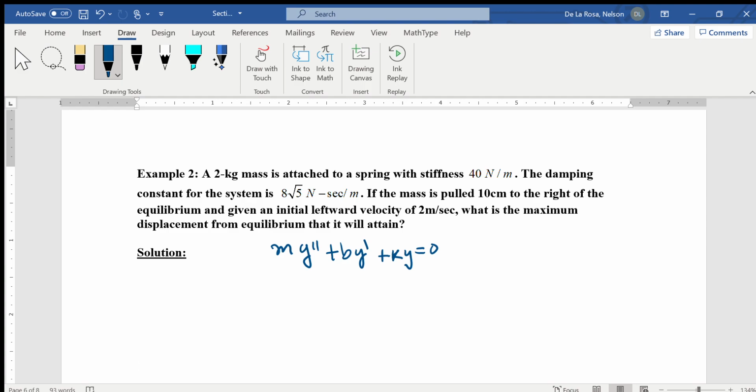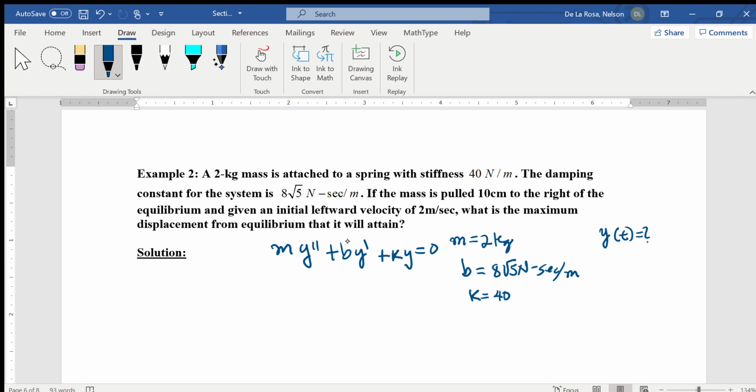So in this particular case, m takes the value of 2 kilograms, b equals 8 square root of 5 Newton seconds per meter, and k is equal to 40. We have to find y of t because we have to find the maximum displacement. So once we find y of t, we're going to find the maximum displacement.